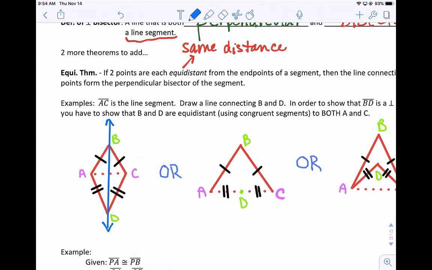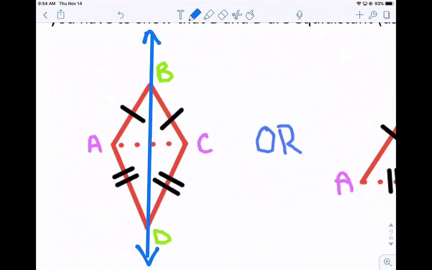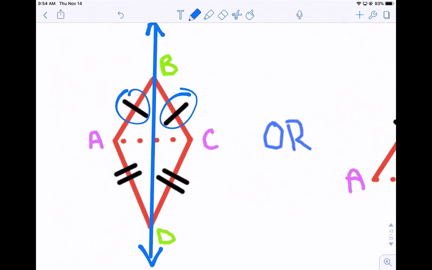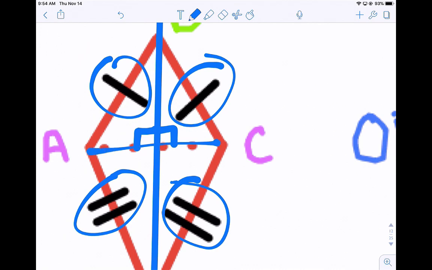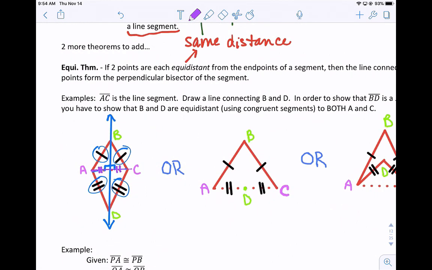In order to show that BD is a perpendicular bisector, you have to show that B and D are equidistant, using congruent segments, to both A and C. So notice A is the same distance from B as C, and you can notice that D is the same distance from A and C. So that would mean that this is a perpendicular bisector. It would do 2 things. It would be perpendicular and it would cut this in half. Okay, so again, you just have to show it's the same distance from the endpoints of the line segment.